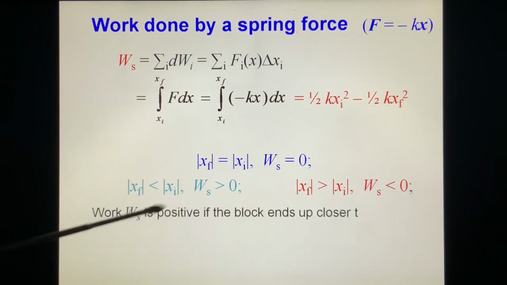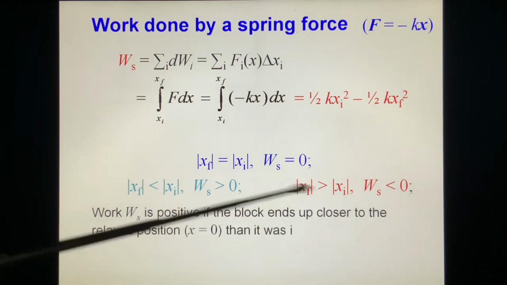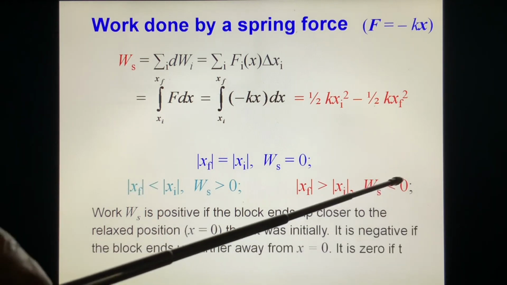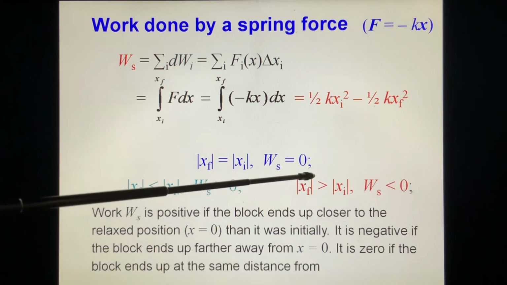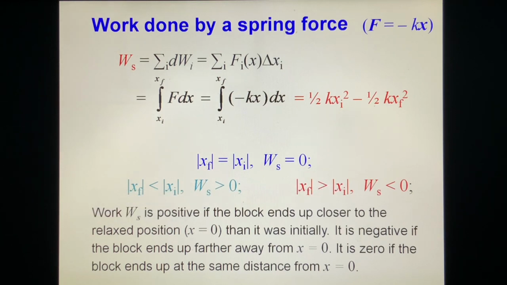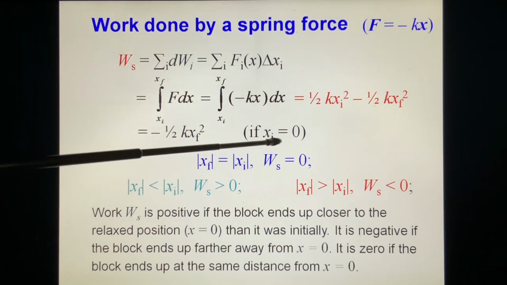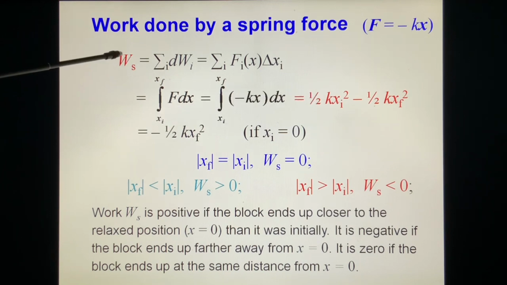Work Ws is positive if the block ends up closer to the relaxed position than it was initially. It is negative if the block ends up farther away from x0. It is 0 if the block ends up at the same distance from x0. When they are equal it might not be the same, since the signs can differ. Usually when xi is 0, starting from the relaxed state, we get the work done by the spring is minus half k x final squared.